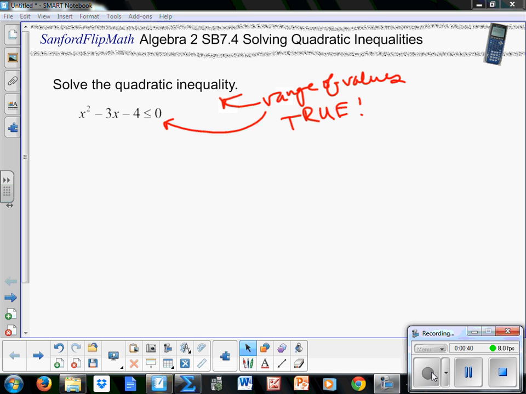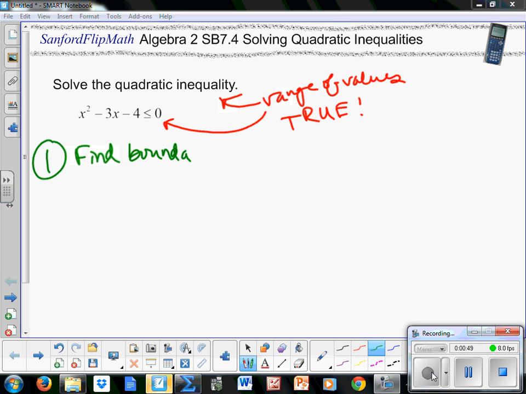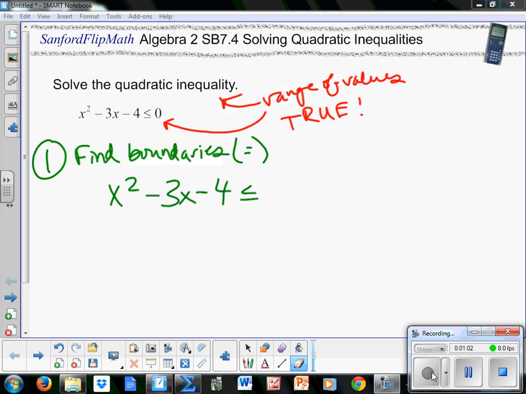The first thing to do is that we need to find our boundaries, okay? So the way we do that is to set it equal to 0 in this case, rather than having the less than or equal to sign. Okay, so what we're going to do here is we have our x squared minus 3x minus 4. I just told you that we have to make it equal to, and I didn't do that. Okay, equal to 0.